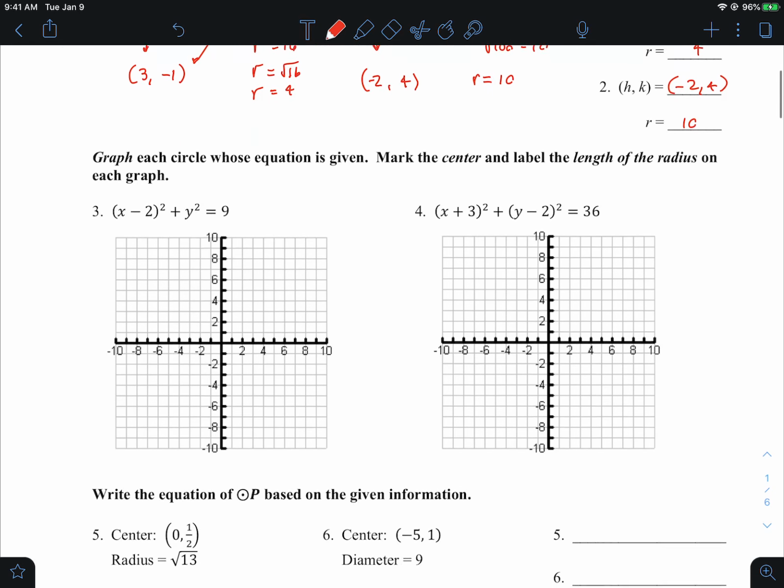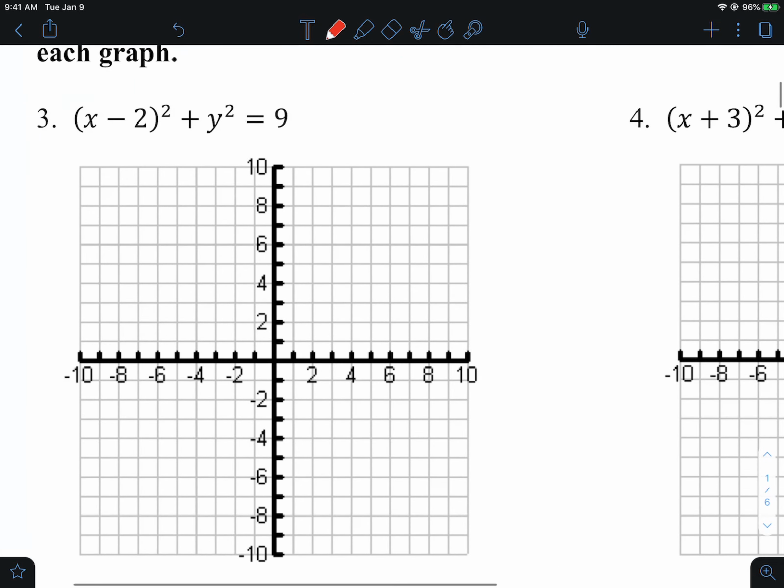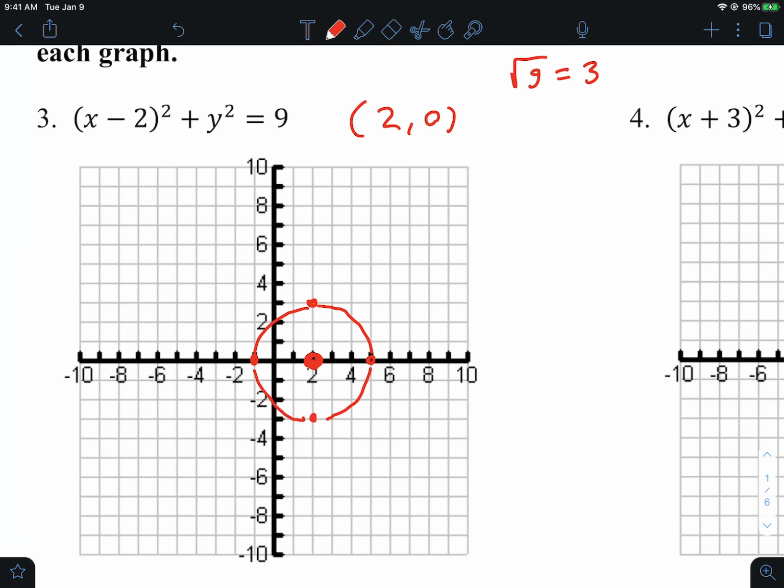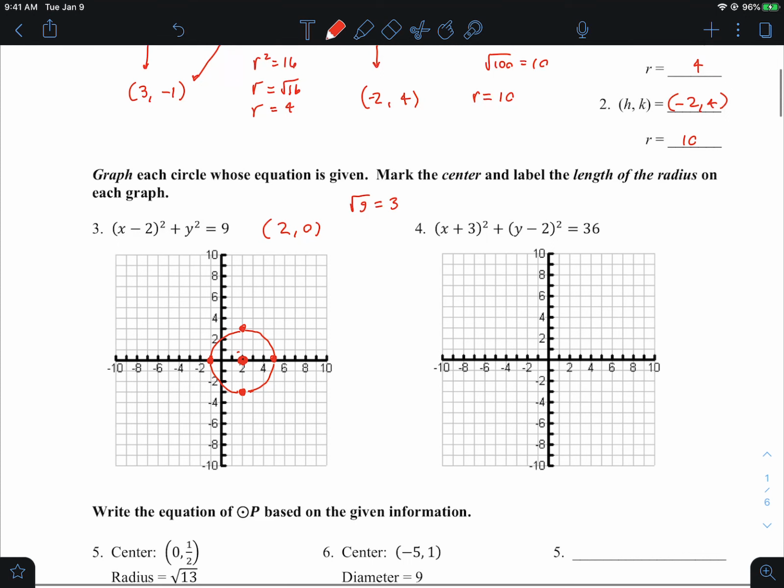Okay, this one we're going to extend a little bit further. We're also going to do a graph with these. So with this first center, it'll be positive 2, 0. And then we need the square root of 9. The square root of 9 is 3. So basically a circle with the center at (2, 0) and a radius of 3. The best way to do this is just go up 3, right 3, down 3, and left 3 units. And then just sketch your best circle there. Honestly, when I'm grading these, I'm just looking for the big points.